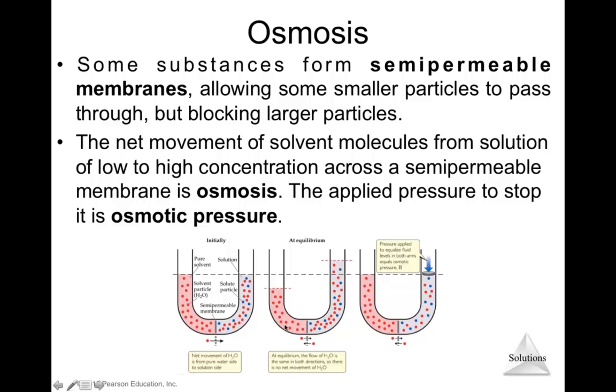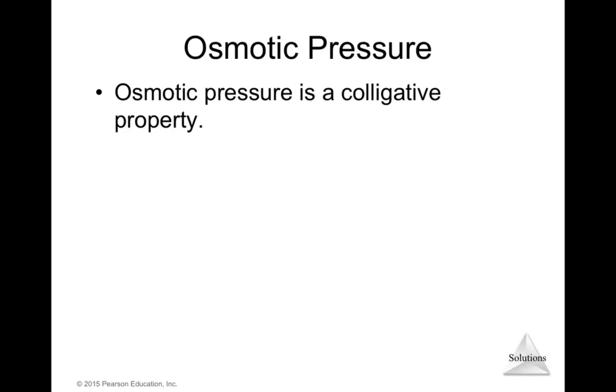When this movement of water reaches an equilibrium, the same amount of water molecules goes to this side as goes to the other side. Now, if we apply pressure in a way that the levels of both arms are equal, that pressure that we apply is called the osmotic pressure.